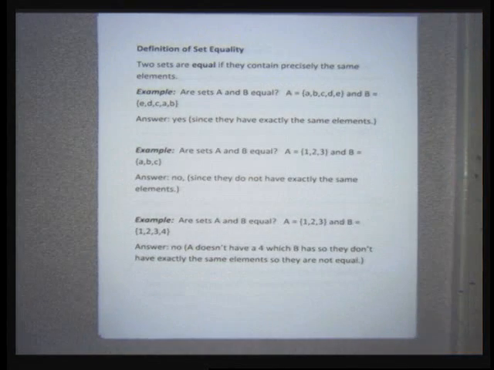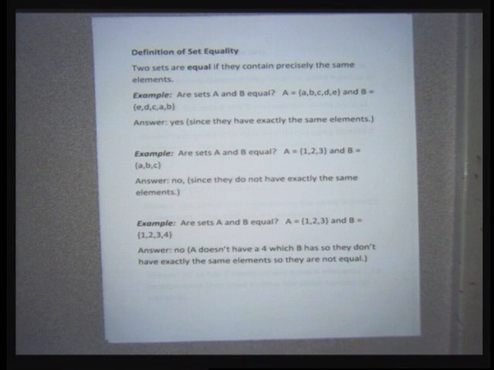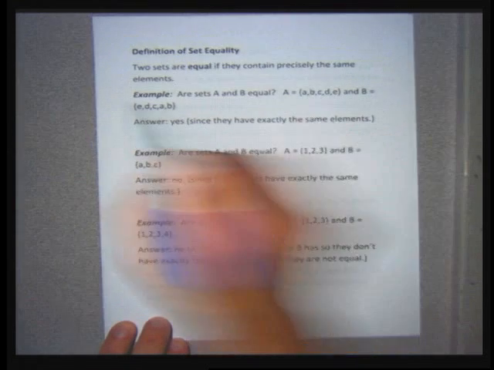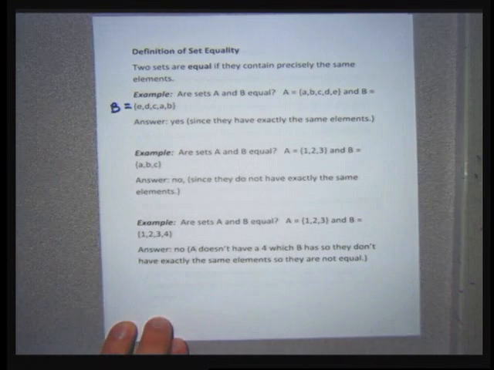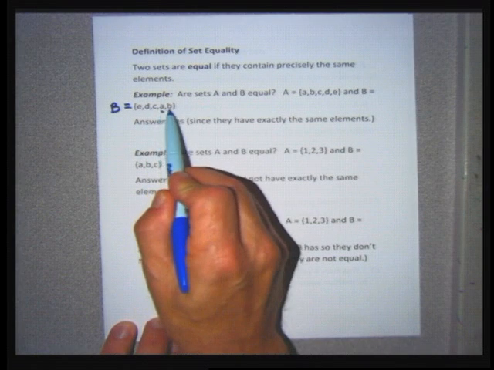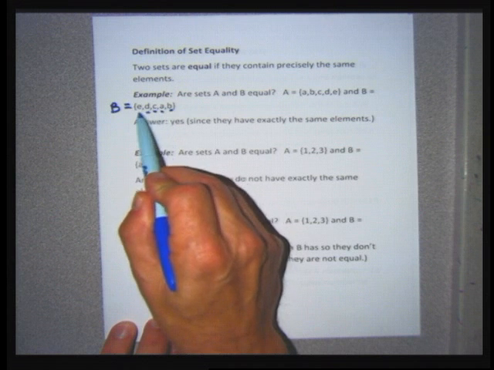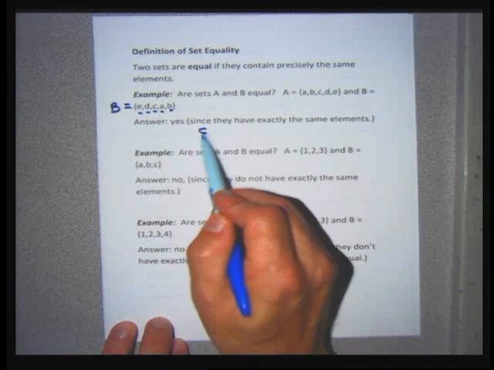Oh, right. I forgot about this. I thought this was in the next section. Definition of set equality: two sets are equal if they have exactly the same elements and the order doesn't matter. So are these sets equal, set A equal to A, B, C, D, and E, and set B equal to E, D, C, B, A? They're equal because each set has the letters A, B, C, D, and E. They have exactly the same elements. They both have 5 elements. They have exactly the same 5 elements. So these are considered equal.